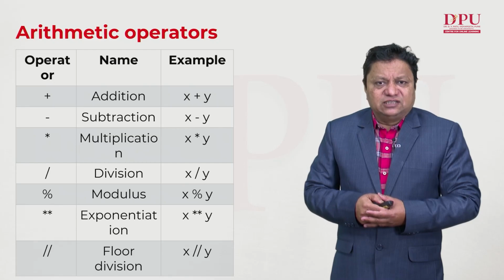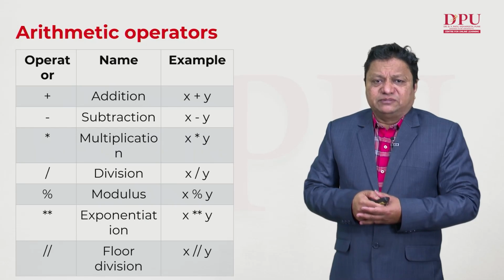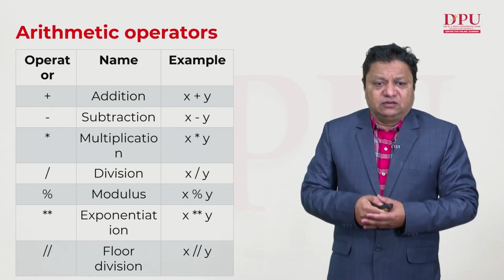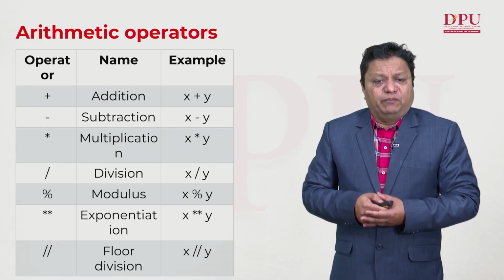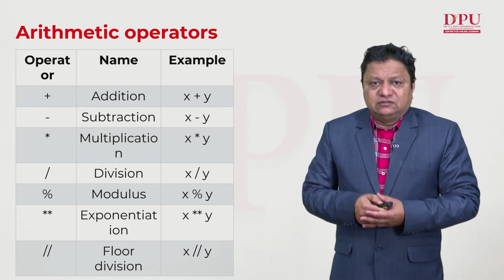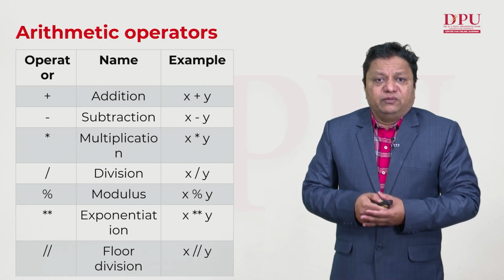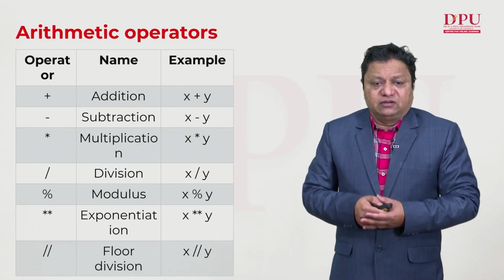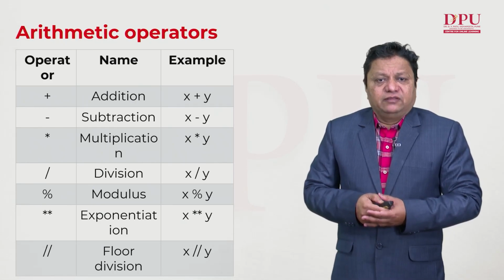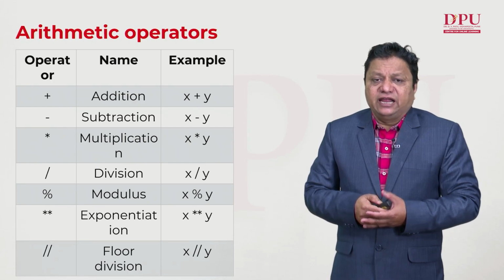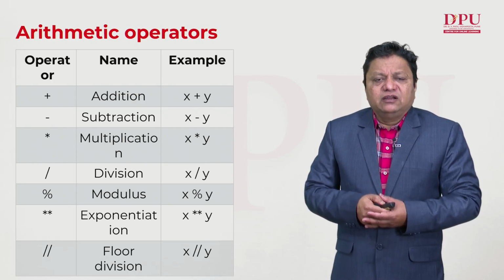If you want to perform addition, we can use the plus operator. If you want to perform subtraction, we can use the minus operator. In the same way, for multiplication, we can make use of the asterisk operator. If you want to perform division, we have the forward slash. If you want to perform the modulus operation, we have the modulus operator. In the same way, if you want to perform exponential operation, we use the double asterisk sign, and if you want to perform floor division, we have double forward slash as well.